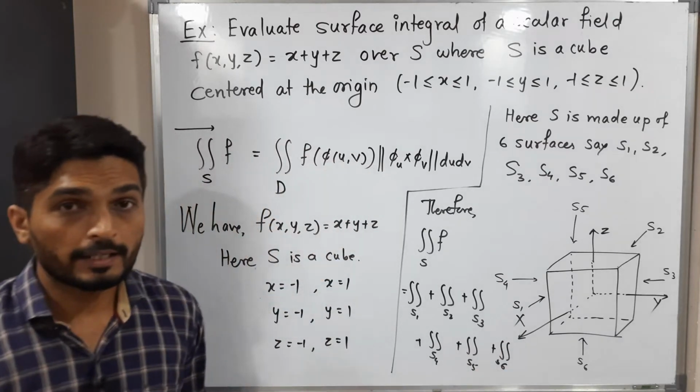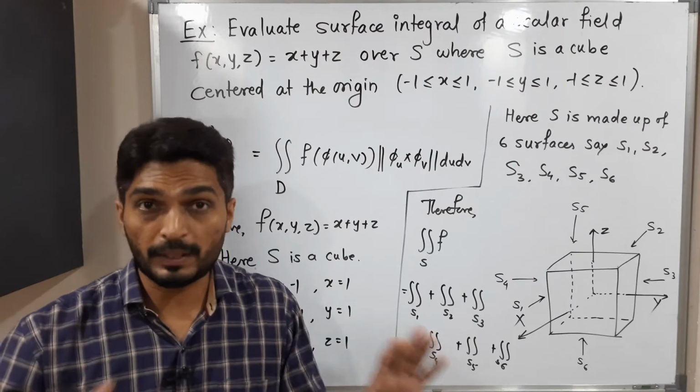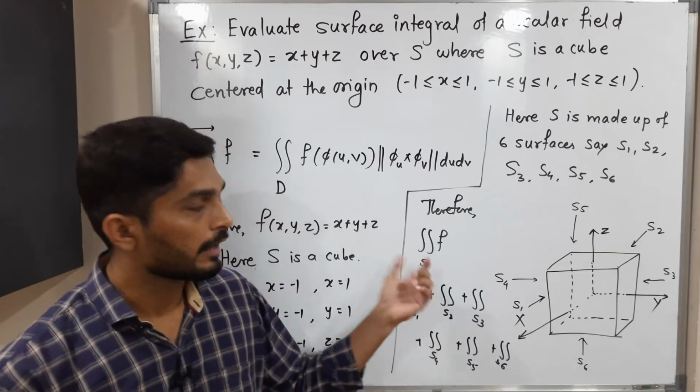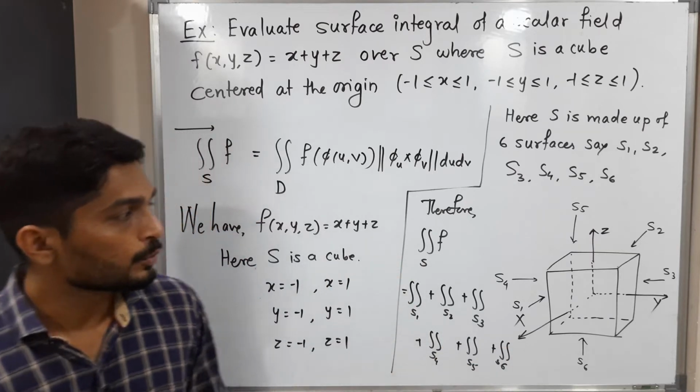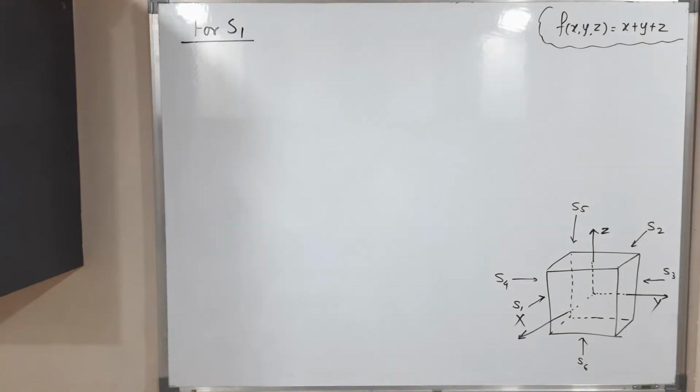That means we will find the surface integral for 6 different surfaces separately. We will solve each one and at the end we will add them and we will have the required answer. Okay, so this is our strategy to solve this problem. Make a screenshot of it first, then I will go further.